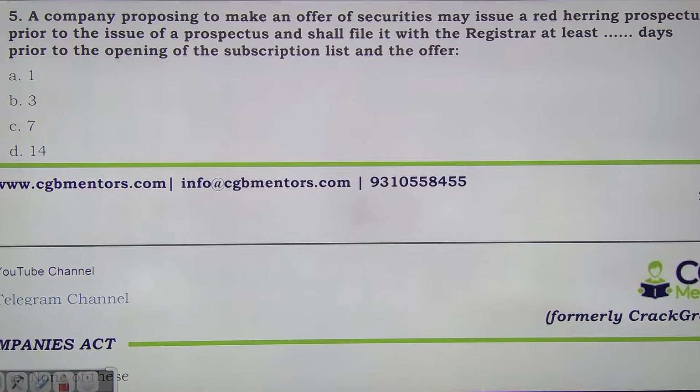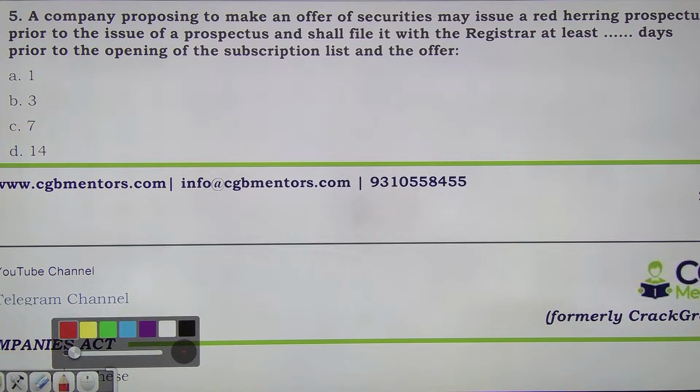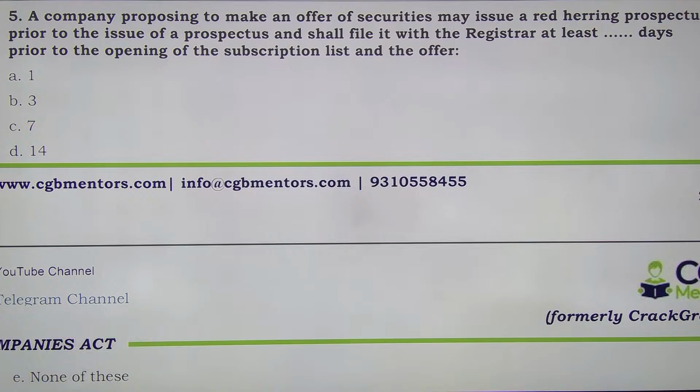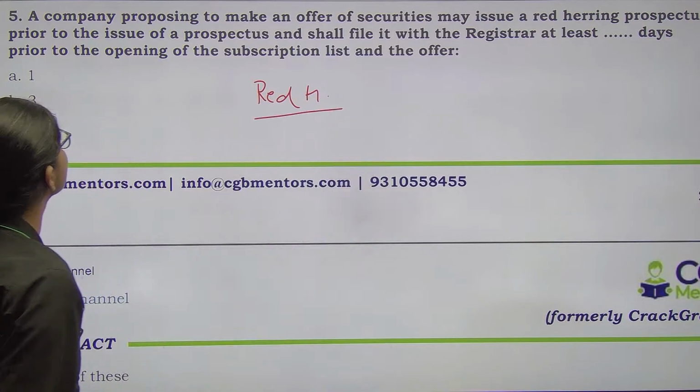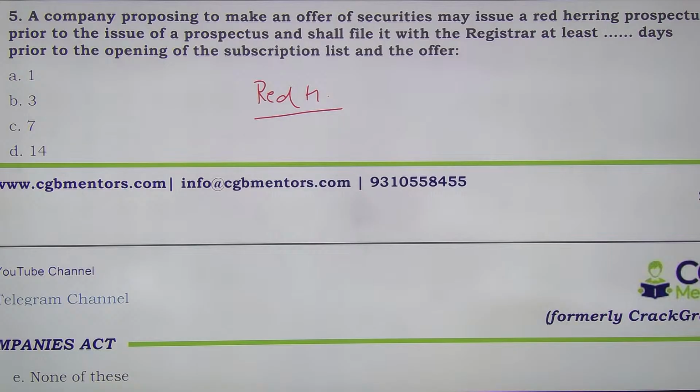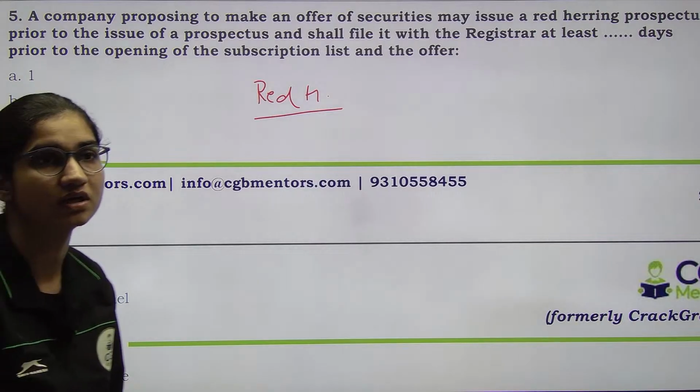Please try to answer this question. Let us read once what this question is asking from you. A company proposing to make an offer of securities may issue a red herring prospectus prior to the issue of a prospectus and shall file it with the ROC, the registrar, at least dash days prior to the opening of the subscription list and the offer. There is a section which is talking about the red herring prospectus. Firstly, try to tell me that particular section.